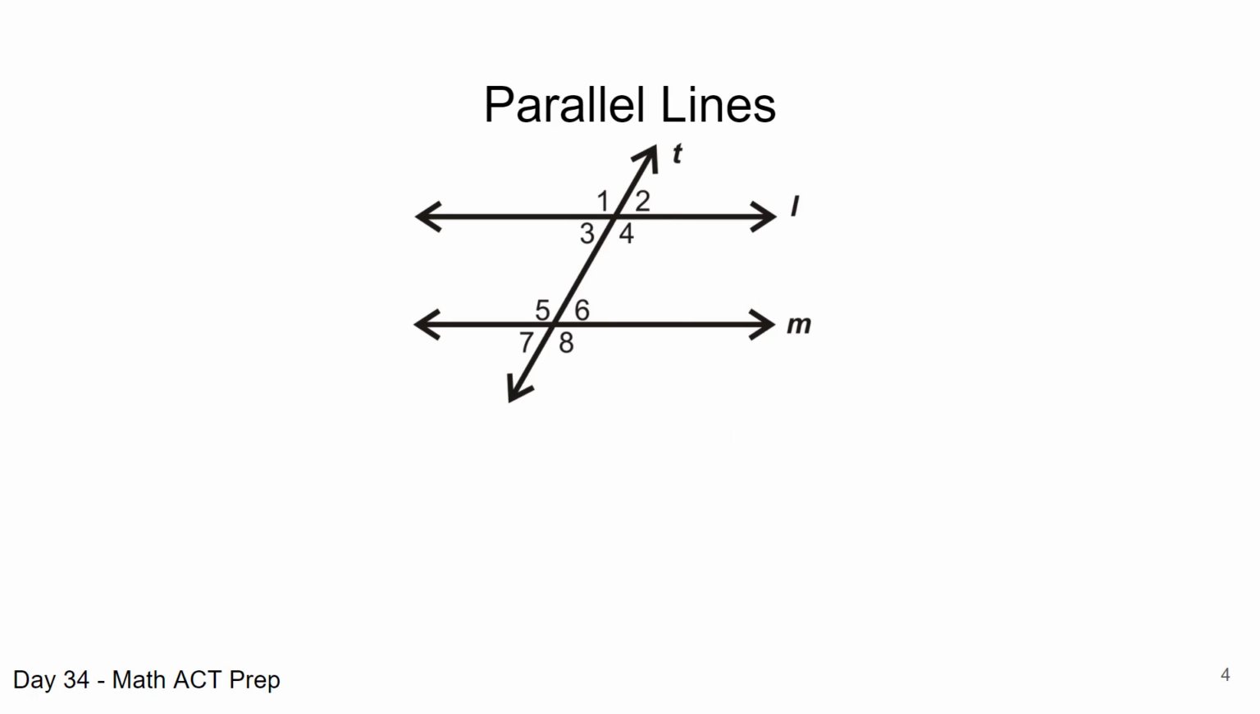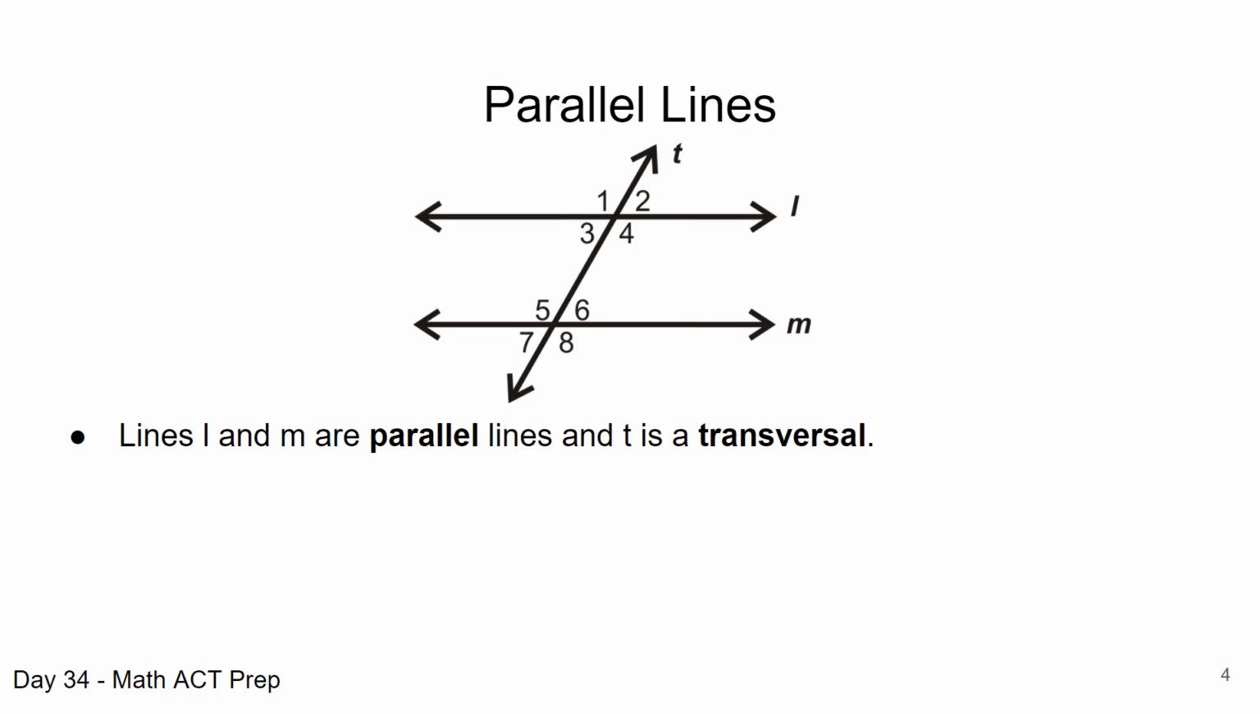So first, when we're talking about parallel lines, let's remind ourselves what we mean by parallel lines. In this graphic here, we have lines L and M are parallel lines. They are two lines that will never intersect. They have the same slope, and you can see that in this case it appears that they are running horizontally, but they can run in any direction, but they will never intersect. So that's for lines L and M.